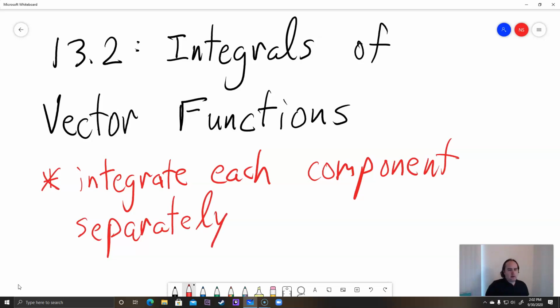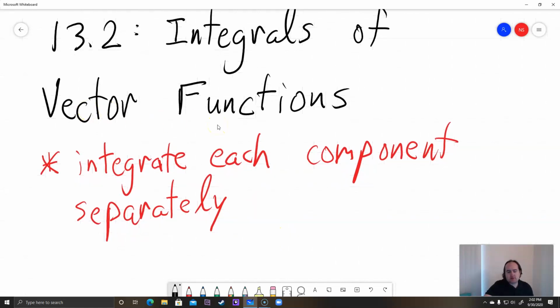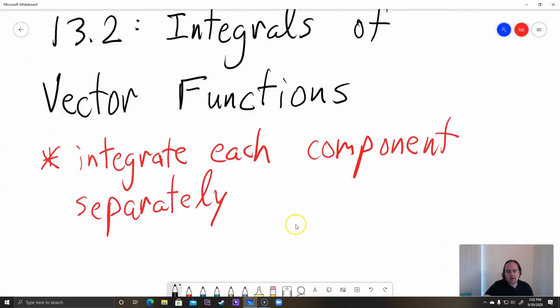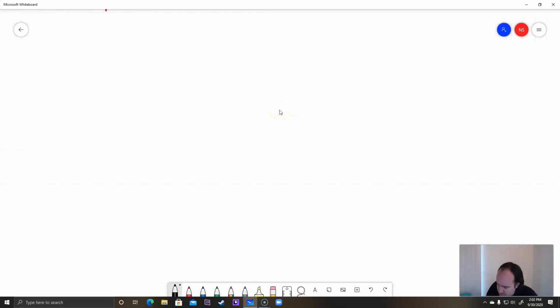Okay, so let's see an example of this. A vector function, recall, has 2 or 3 components based on whether the vector is 2-dimensional or 3-dimensional. Vector functions have each component as a function of t. So you've got your i component, your j component, and your k component. All right, so let's see an example.